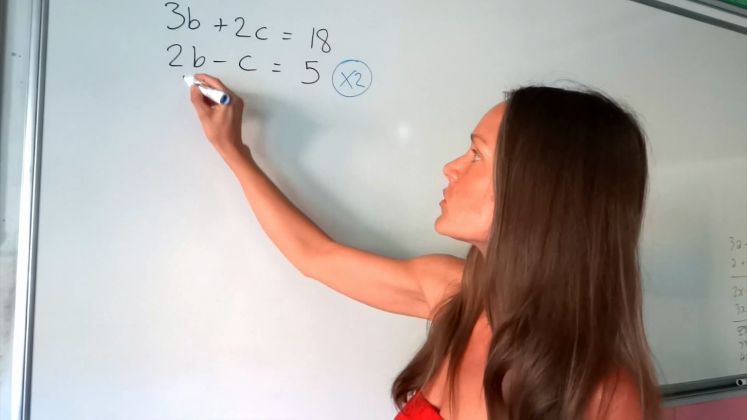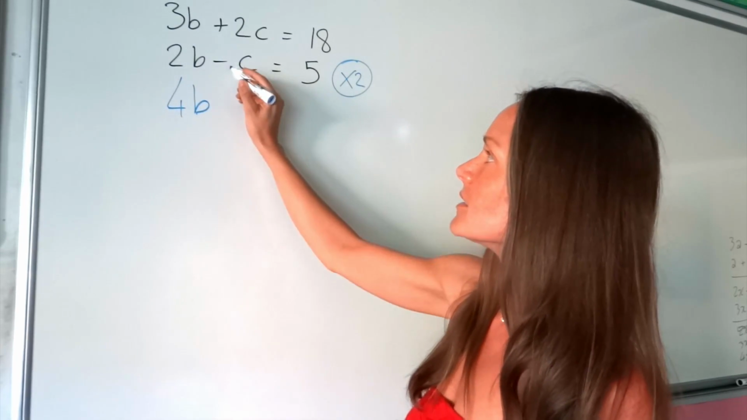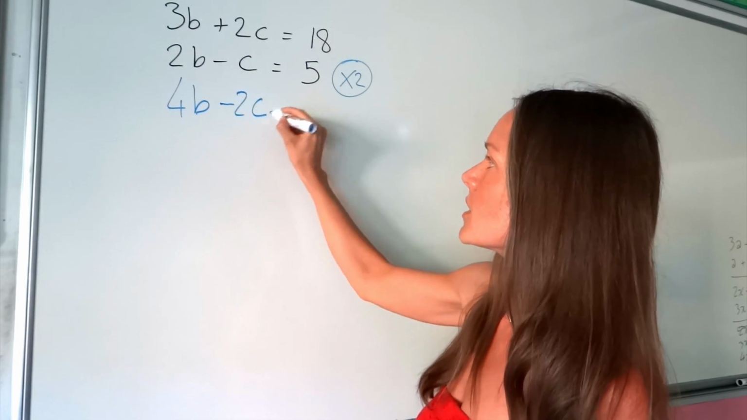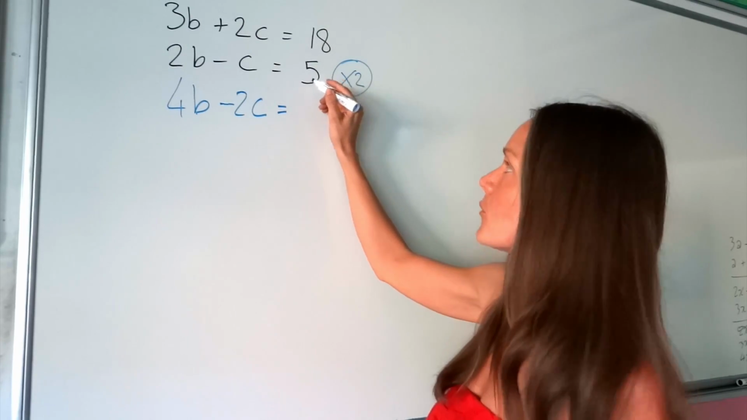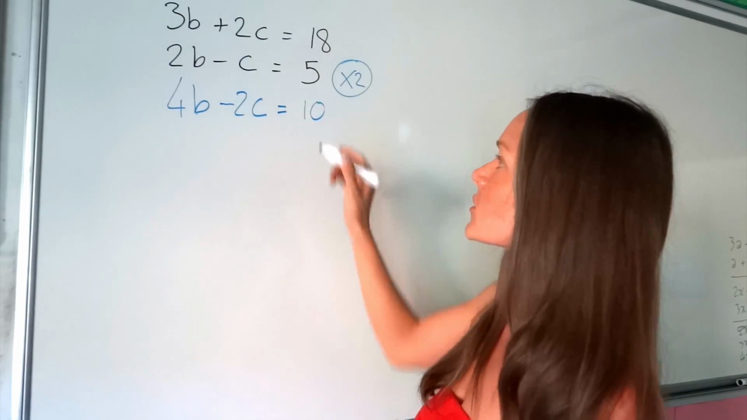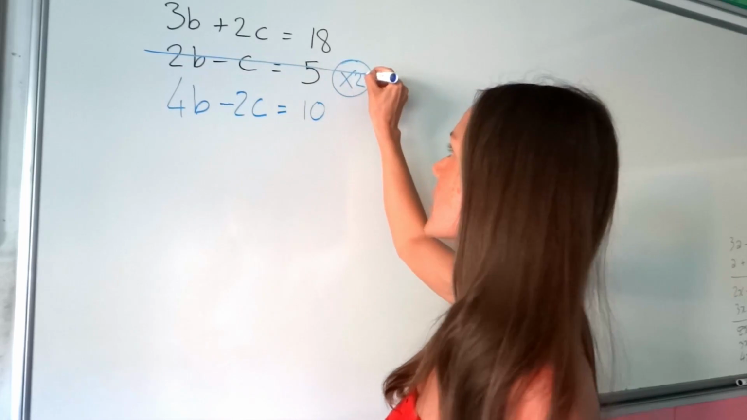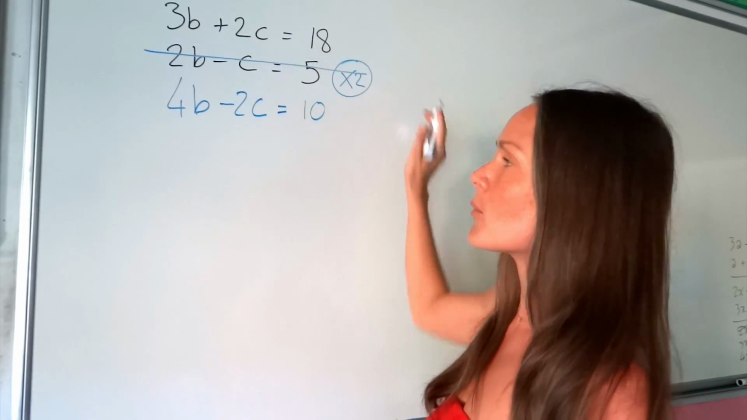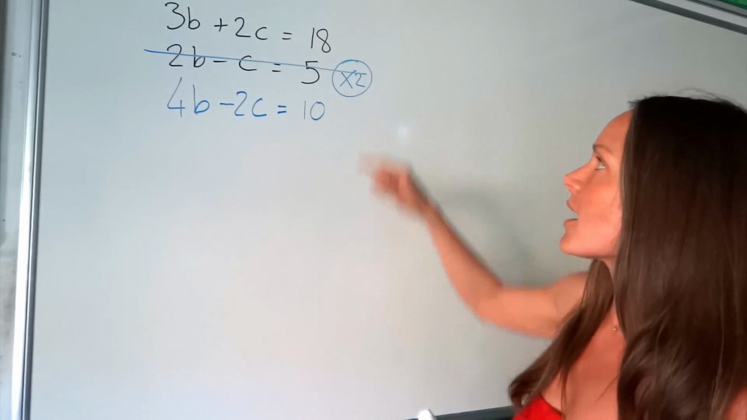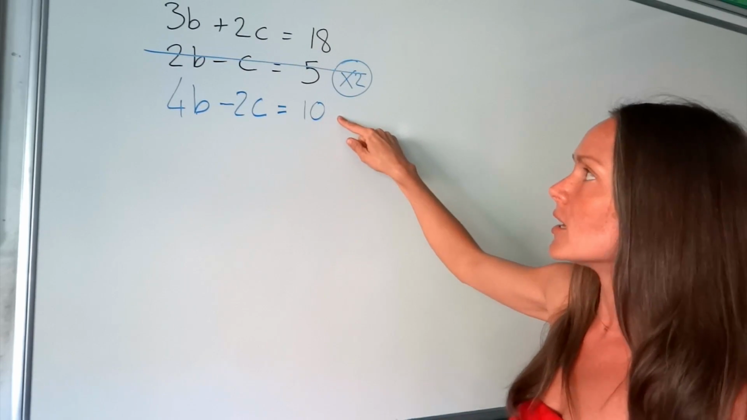So 2B times 2 is 4B, minus C times 2 is minus 2C, not forgetting the 5, 5 times 2 is 10. So I've multiplied everything in that equation by 2, so I'm just going to cross that one out for the moment. So I'm looking at these two equations here.